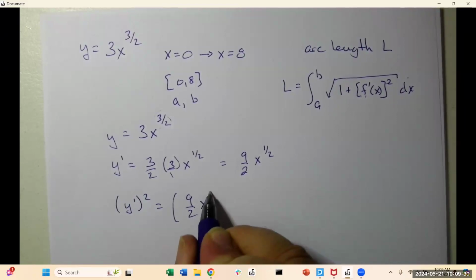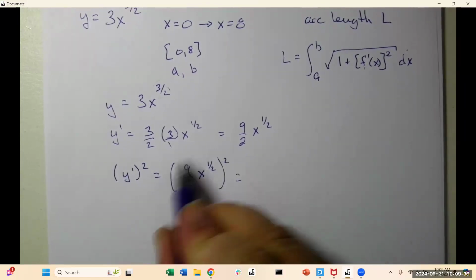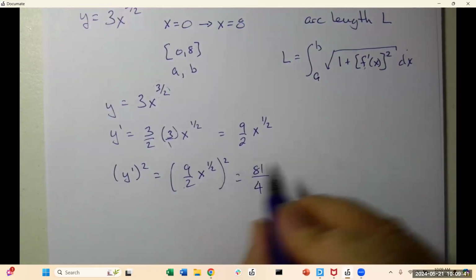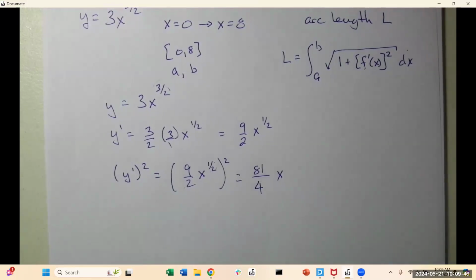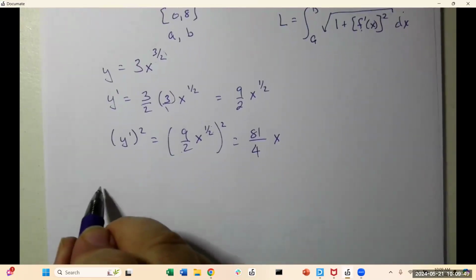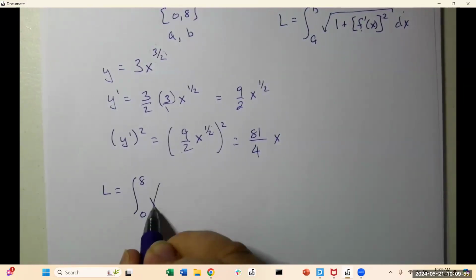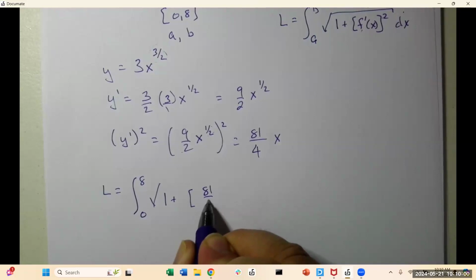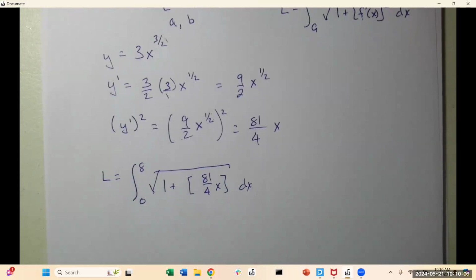9 over 2, x to the power 1/2, squared. So just square everything. 9 squared is 81, 2 squared is 4, and 1/2 times 2 is just x. So we can plug it in there. We'll go from 0 to 8 of the square root of 1 plus 81 over 4x, dx, because all that stuff is right there.